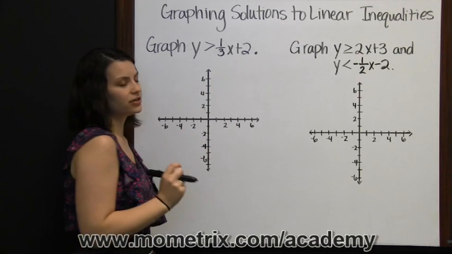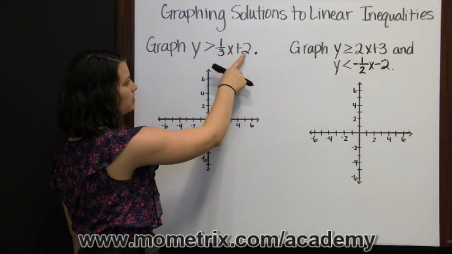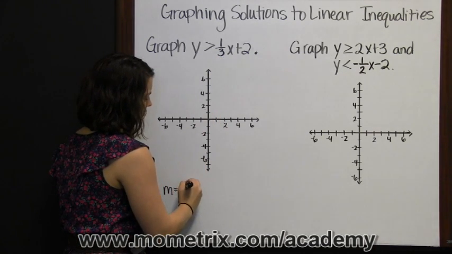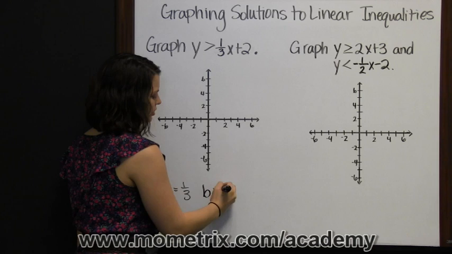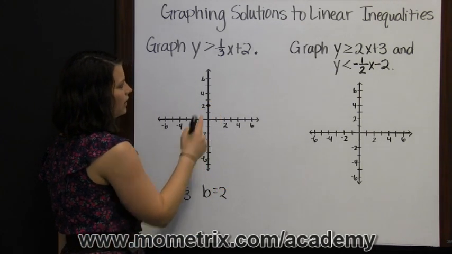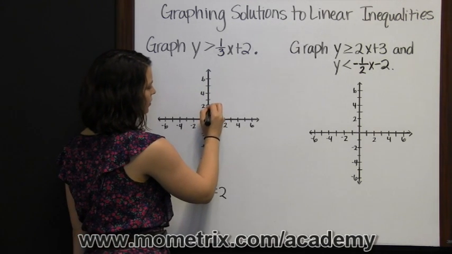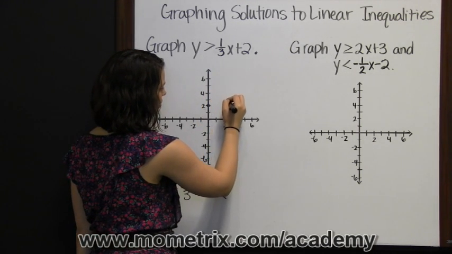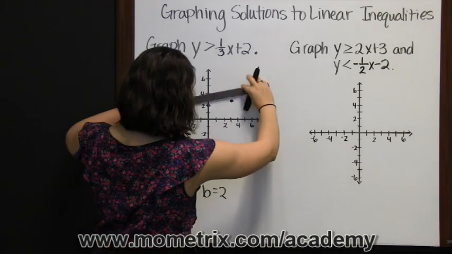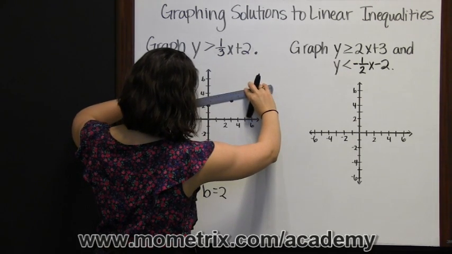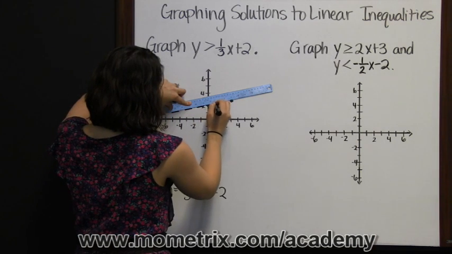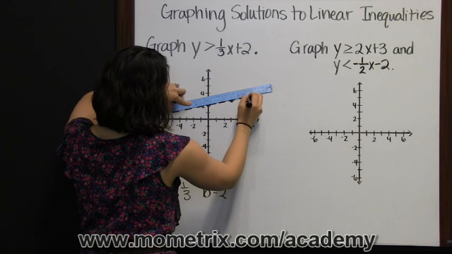This is in slope-intercept form, y equals mx plus b. So our slope is 1/3, and our y-intercept is 2. So we're going to start with our y-intercept at 2, and then use our slope to find our next point. Rise 1, run 1, 2, 3. And then we'll draw our dashed line, connecting our 2 points.